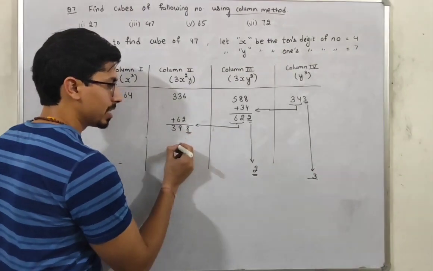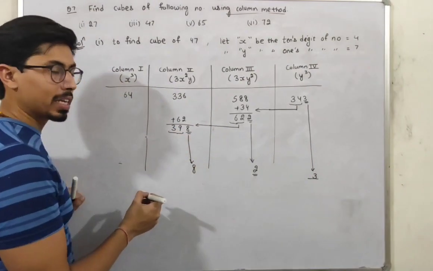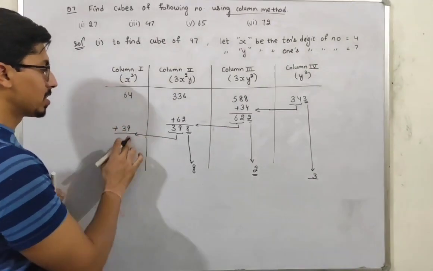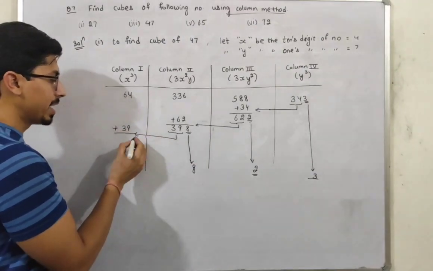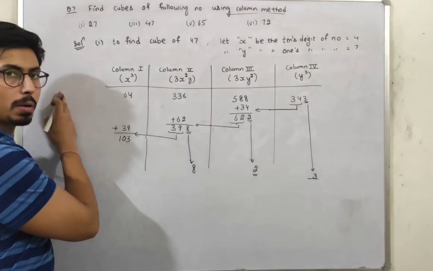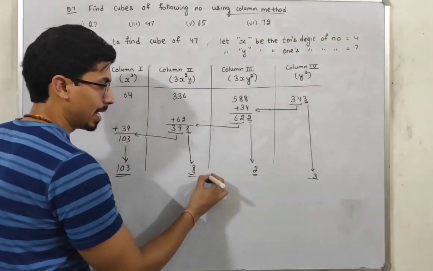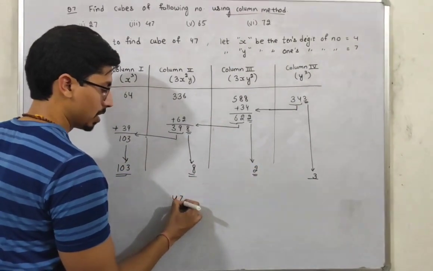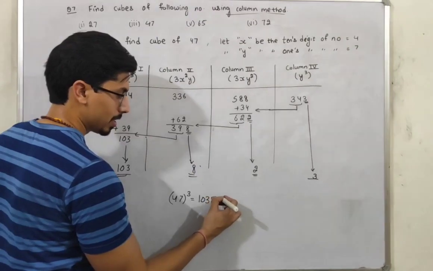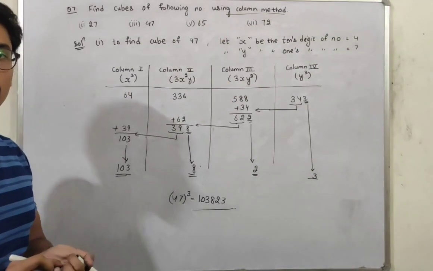So just take the last digit, it will be 8. Just write 8 here. Now take the remaining number. The remaining number is 39 and put it here. If I add this 39 and 64, it will be 103. There is no column beyond this, so just write 103 as it is. So the cube of 47 will be 103823. Okay, students, so this is 47 cube.